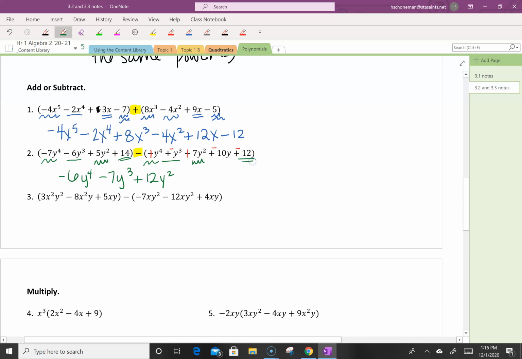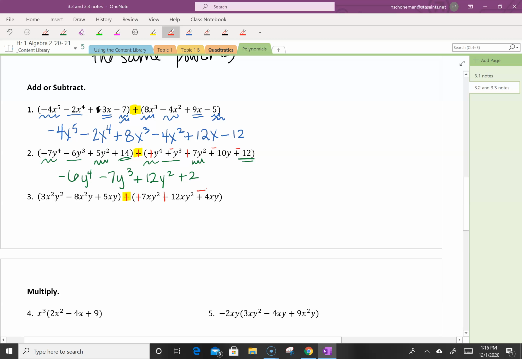14 and negative 12 would be 2. That's it. Okay, again, this is minus. If the parentheses were touching, it would be multiplication, but because there's something in between them, then you got to follow the sign. So I'm going to change this to a plus and then change the sign of everything in the parentheses.